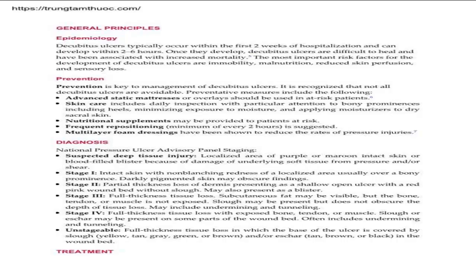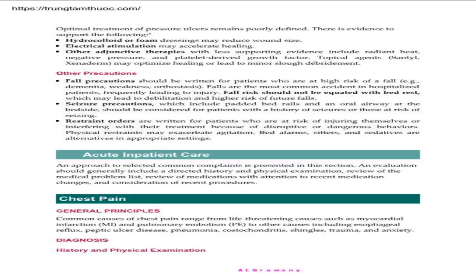Stage II: partial thickness loss of dermis presenting as a shallow open ulcer with a red-pink wound bed without slough. May also present as a blister. Stage III: full thickness tissue loss. Subcutaneous fat may be visible, but the bone, tendon, or muscle is not exposed. Slough may be present but does not obscure the depth of tissue loss. May include undermining and tunneling.